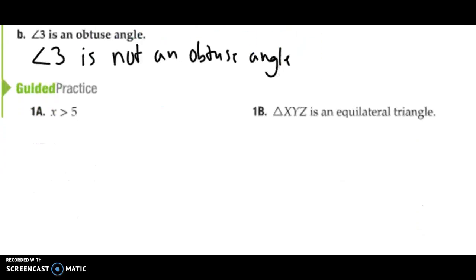Here are our guided notes problems. If x is greater than 5, what would you want as the negation of that to start proving by contradiction? And in letter B, XYZ is an equilateral triangle. What's the negation of equilateral triangle?